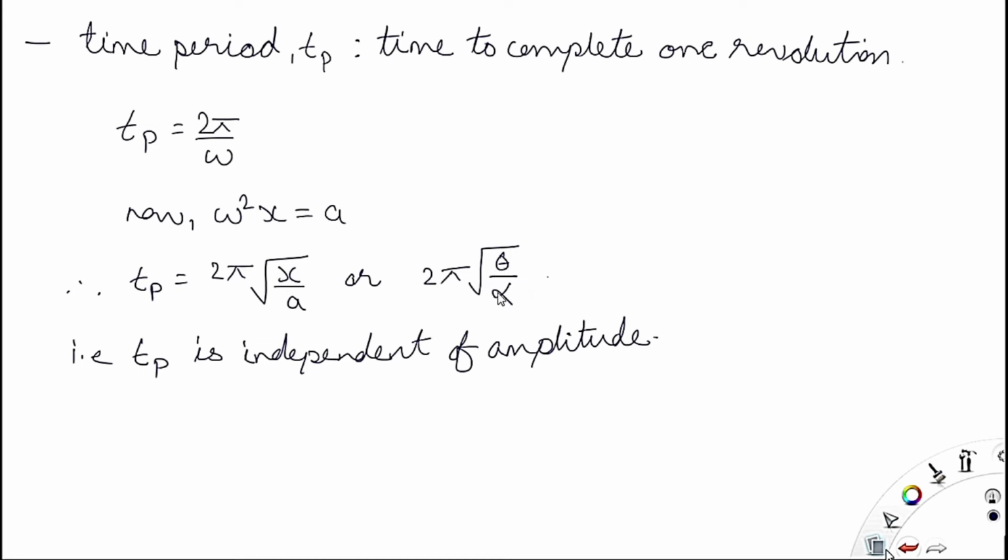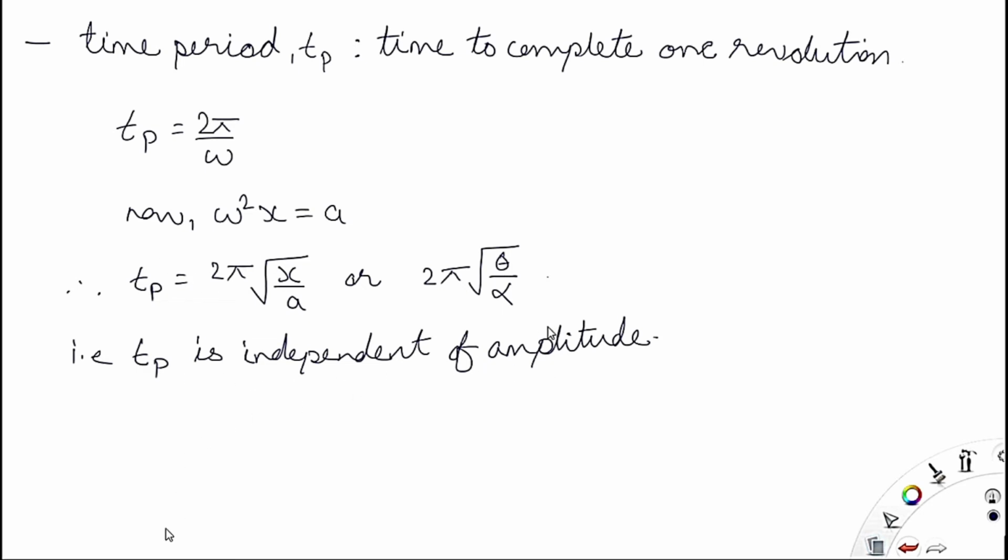Now in this formula we can see that time period is independent of amplitude. Okay, amplitude is the maximum displacement and we don't have any term that is related to amplitude. Okay, so time period is independent of amplitude.